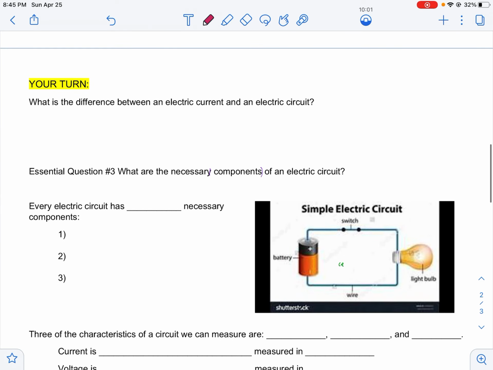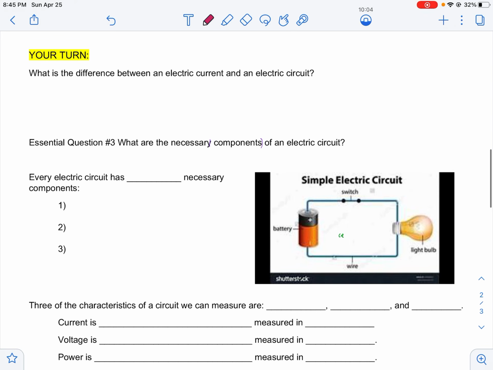So here's the your turn question. What is the difference between an electric current and an electric circuit? So pause the video, answer the question, turn it back on when you're ready.